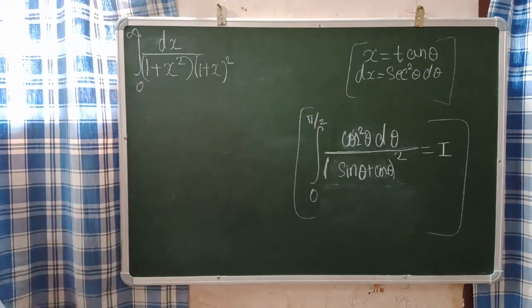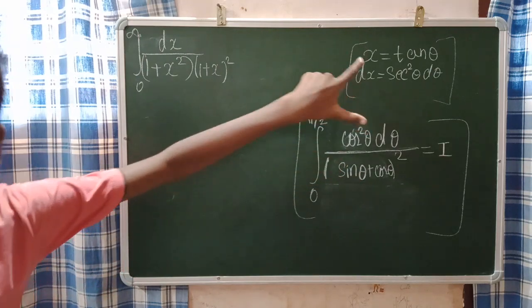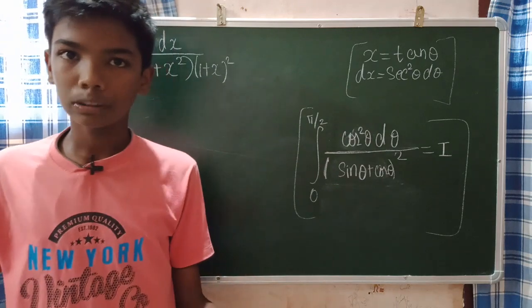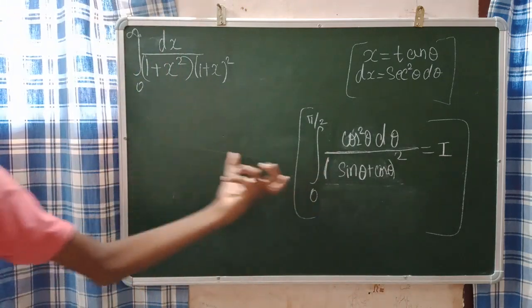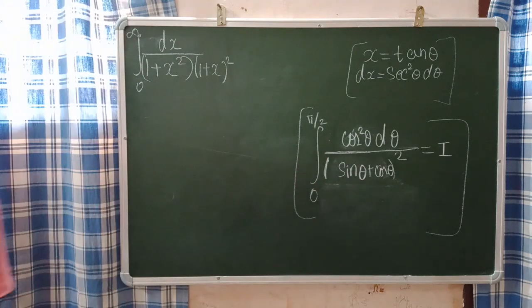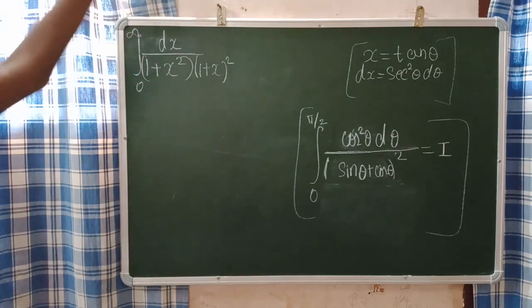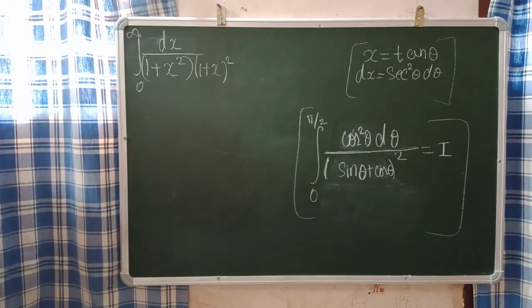That's all. Very simple. From this, I arrived at this form by your substitution, by putting x as tan theta, and many simplifications. I arrived that this integral is nothing but integral of cos square theta d theta divided by sin theta plus cos theta whole square, from 0 to pi by 2, and that will be equal to your IA. That is what I got now.